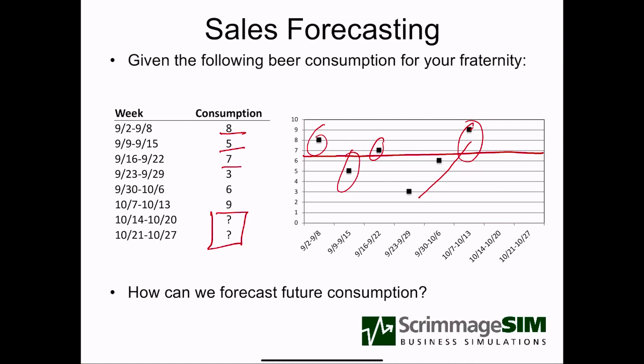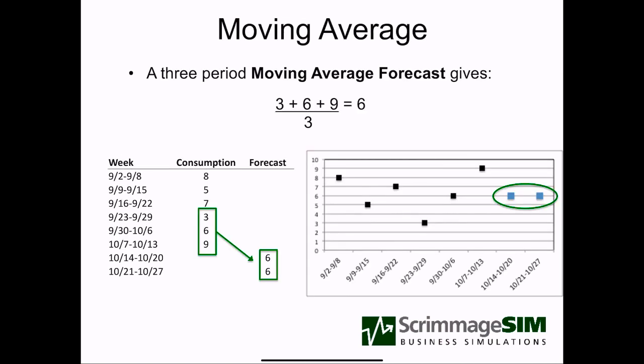These are called smoothing models. We really just want a smooth forecast into the future. The moving average is one smoothing model method. A 3-period moving average simply averages sales for the most recent 3 periods and uses that as a forecast in the future. So we're taking sales of 3, 6, and 9 cases, adding them up, dividing by 3, getting an average of 6, and then 6 becomes our forecast into the future.